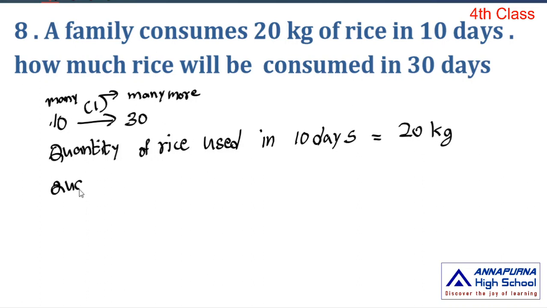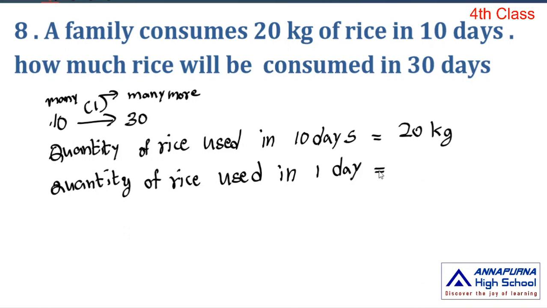Quantity of rice used by a family in one day. Consumed by a family in one day, you can write like that also. So how do we get it, children? Many to 1 by division. 20 divided by 10, very simple. 10 divides 20. So 10 twos are 20. So how much? 2 kgs. Per day they are using 2 kg of rice.